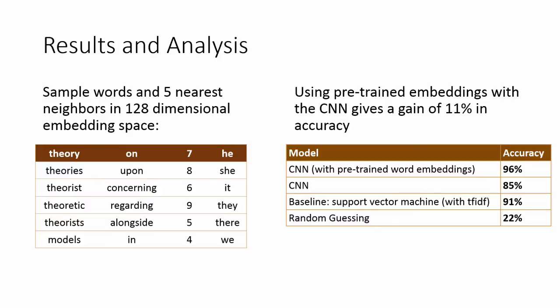This shows that we were able to learn some interesting structure in the way the words are related to each other. When we plug this set of pre-trained word representations into our convolutional neural network, as the second table shows, we got an accuracy improvement of 11%. We were able to get 96% accuracy on the classifier classifying over 8 topics. Our baseline SVM also did really well, with 91% accuracy, and took a lot shorter time to train. Both of these were a lot better than random guessing, which got us an accuracy of about 22%. So this shows that this is promising for use in the analysis of student learning.